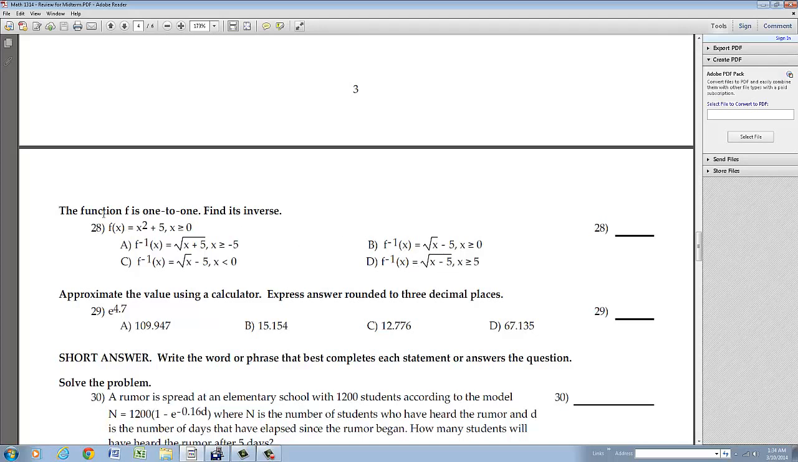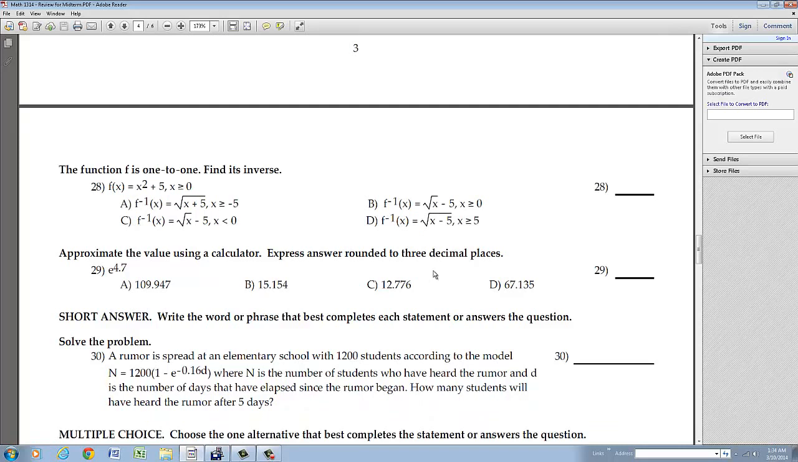But if I wanted to get this part right here, I would simply put an x where the f of x is, put a y where the x is, that will be y squared, and solve that for y. Taking the square root, you're going to get this quantity right here.